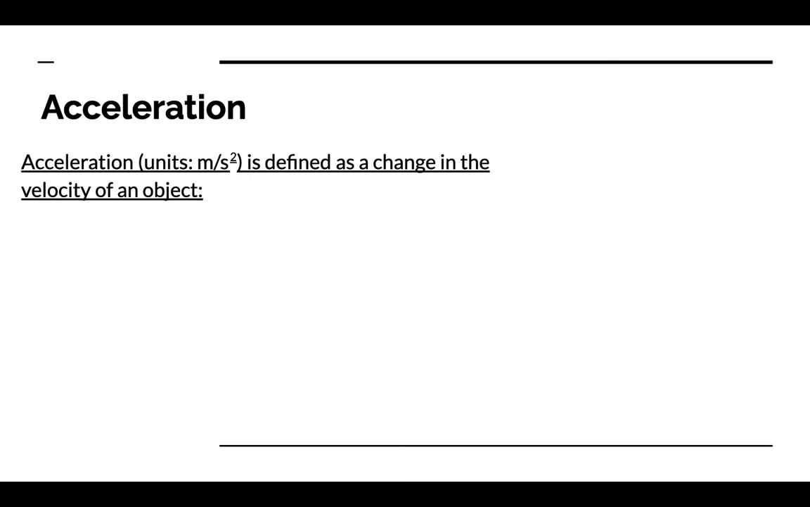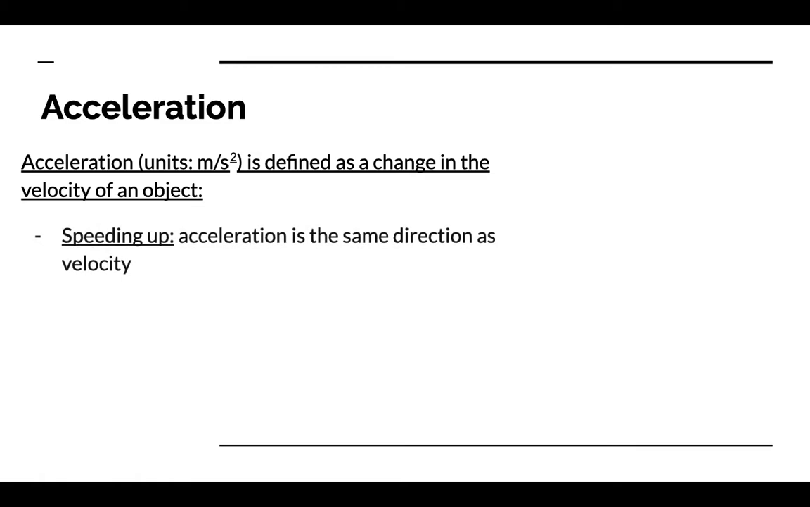So there are 3 different ways that an object can accelerate based off this definition. The first is the most obvious, speeding up. The second one is we can slow down. So we can change the speed of an object by decreasing the speed, and since we're decreasing the speed, we're also decreasing the velocity. Remember, velocity depends on speed and direction. So as a result, we can slow down. That's the second form of acceleration.